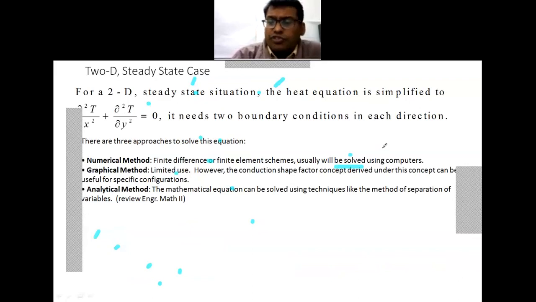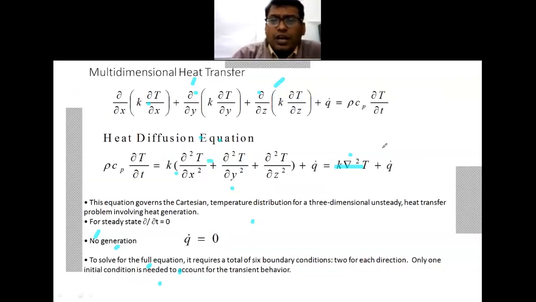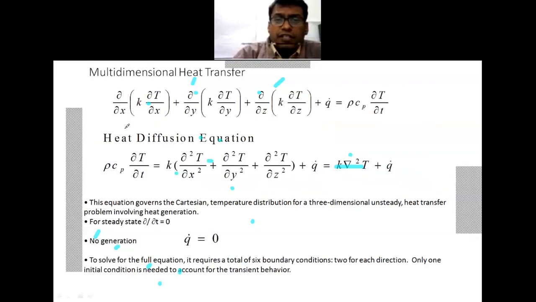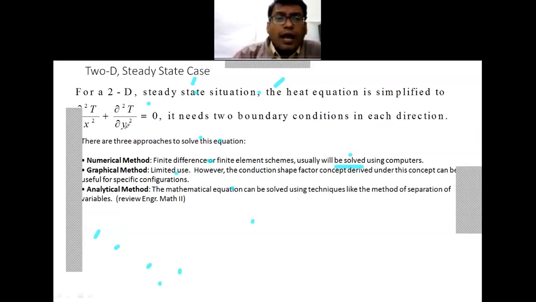Now this is the three dimensional case we have discussed. If you want to write it in two dimensions, it becomes delta square T upon delta x square plus delta square T upon delta y square, plus you can add the heat generation term as well as the unsteady state term. The unsteady state term is nothing but the rate of change of internal energy term. And all these equations can be solved either numerically, graphically, or analytically.